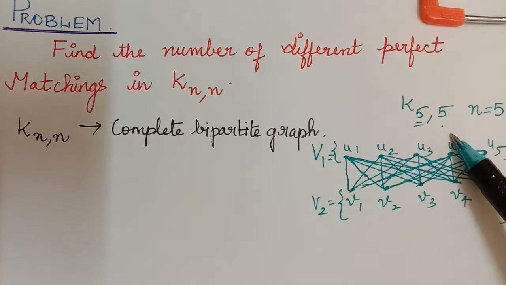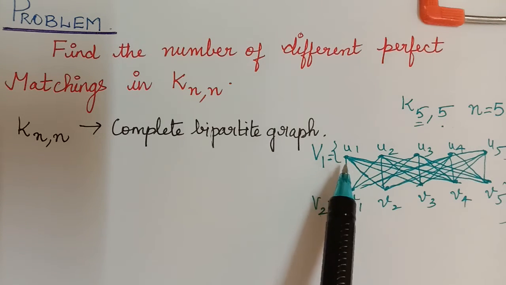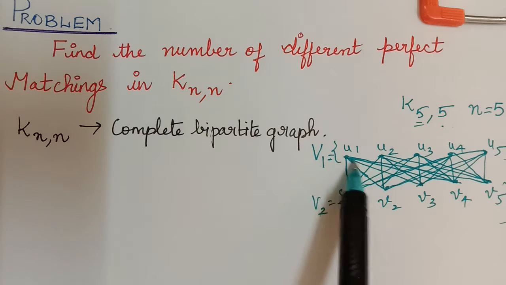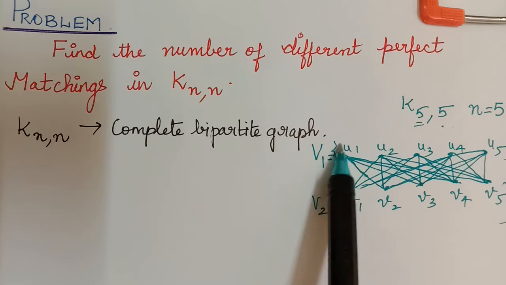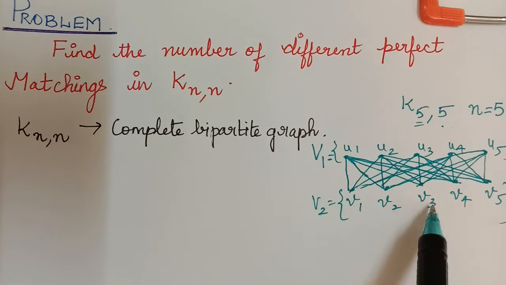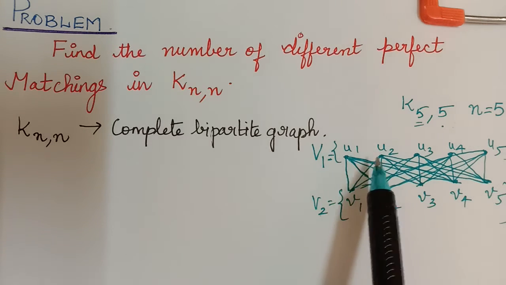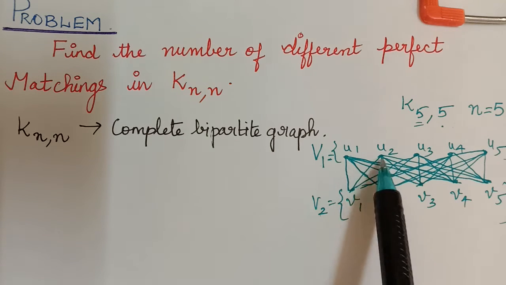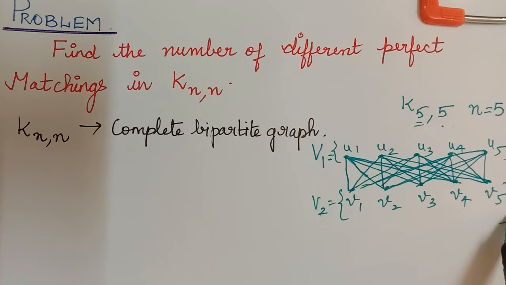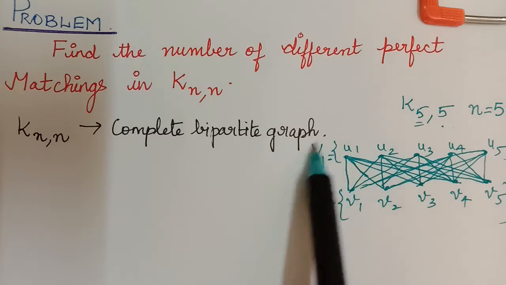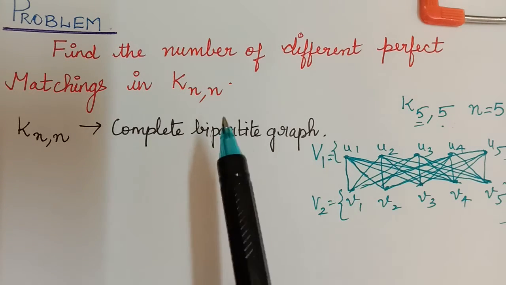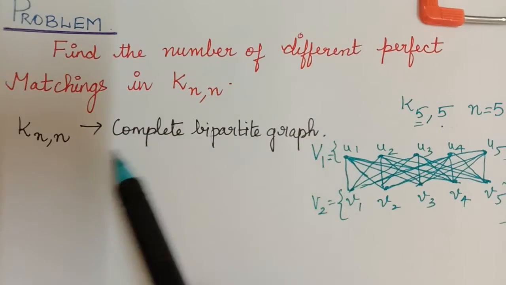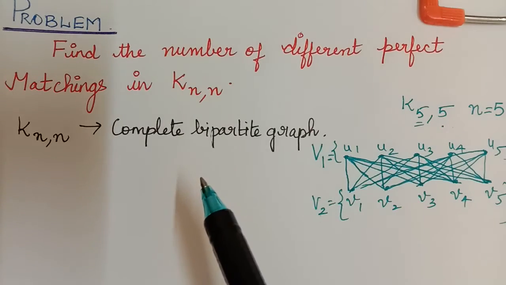It is said to be complete because if we take a vertex from one of the partite sets, it will be adjacent to all the vertices of the other partite set. So for example, u1 is adjacent to v1, v2, v3, v4 and v5. Similarly, if we take another vertex u2, it will also be adjacent to all the other vertices. So this is called a complete bipartite graph. Now we shall find the number of different perfect matchings for this complete bipartite graph.